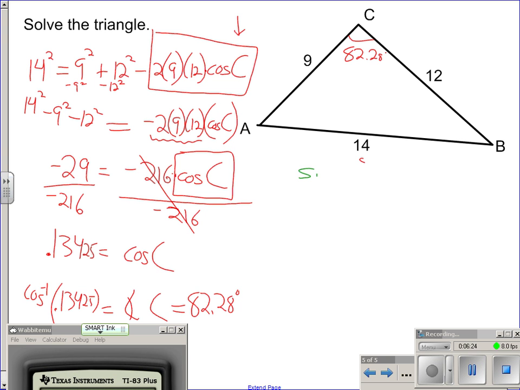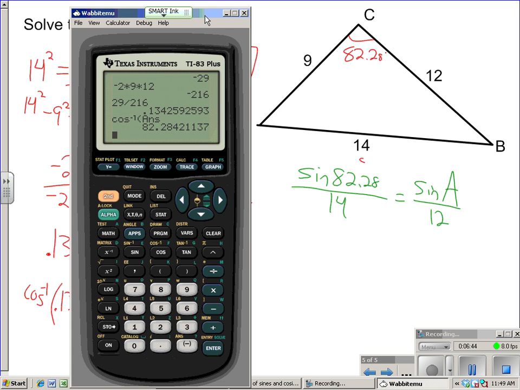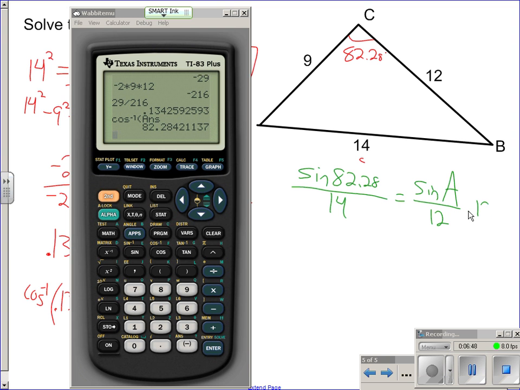Law of sines is the sine of an angle divided by its opposite side to equal the sine of another angle, I'll go with A, divided by its opposite side, which is 12. And so now we can solve for angle A, just like we did in the last video. So let me bring the calculator back up. We're just going to do some cross multiplying. Really, all we need to do is multiply both sides by 12. That will give me the sine of A.